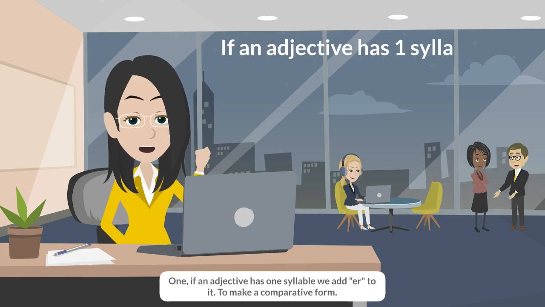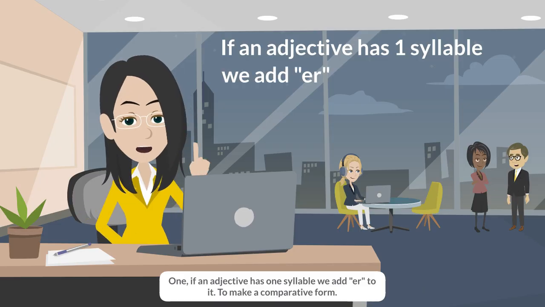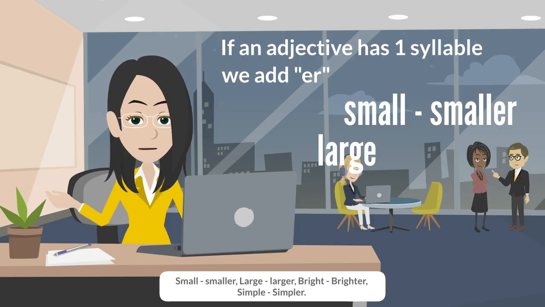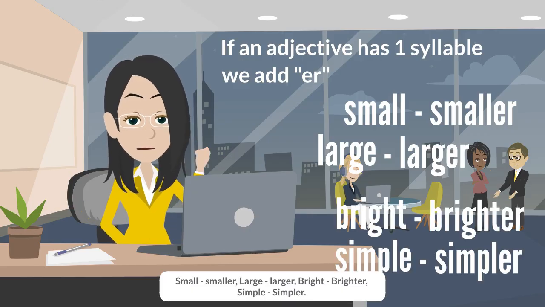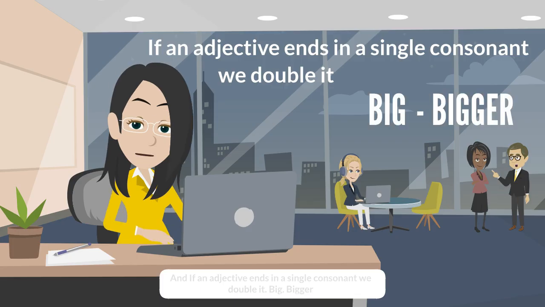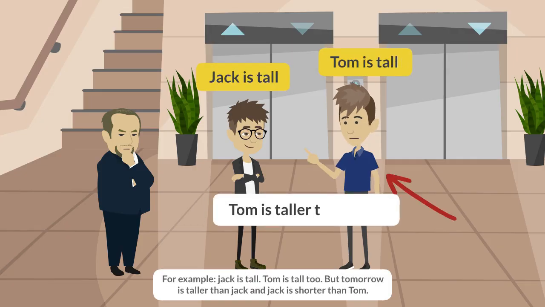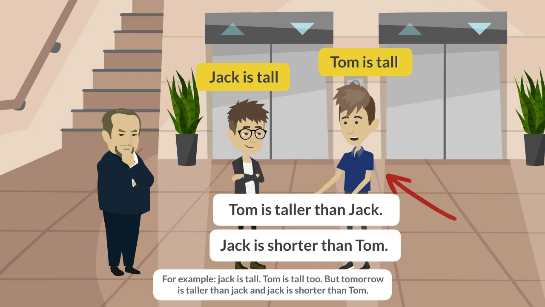1. If an adjective has one syllable, we add er to it to make a comparative form. Small, smaller, large, larger, bright, brighter, simple, simpler. And if an adjective ends in a single consonant, we double it. Big, bigger. For example, Jack is tall. Tom is tall too, but Tom is taller than Jack, and Jack is shorter than Tom.